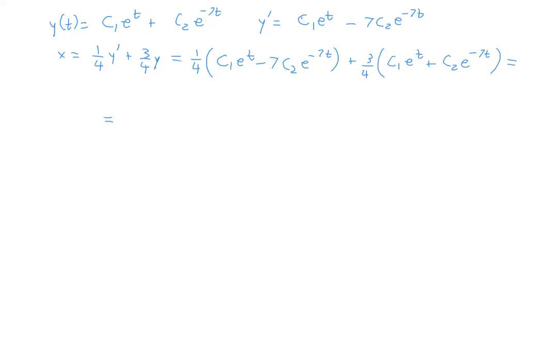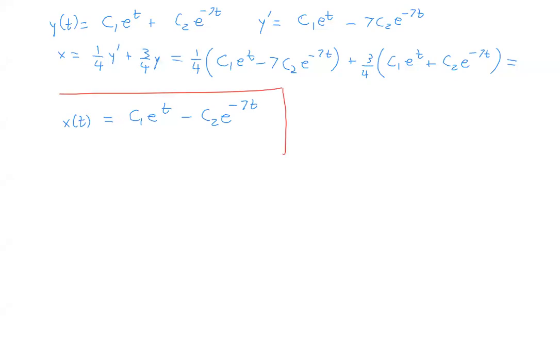So we can write this as 1/4 C1 plus 3/4 C1, that's 1 C1, right? So that's C1 e to the t. And then you have minus 7/4 plus 3/4. That's minus 4/4, which is minus C2 e to the negative 7t. And now, this is x of t. And now this is your solution.